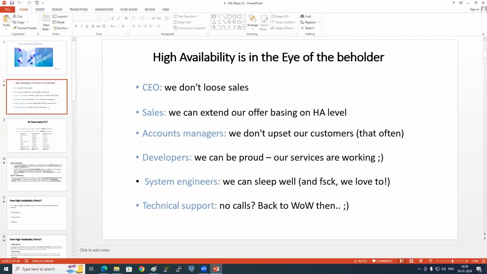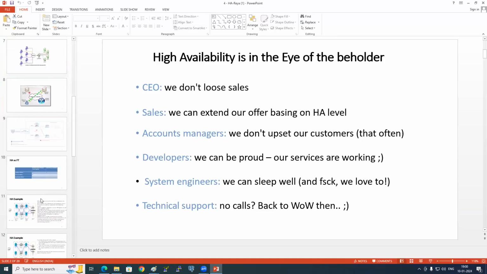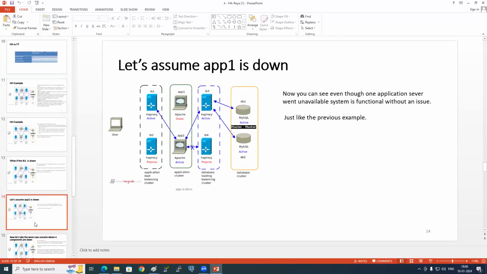And system engineers, they can sleep well. That is not a spelling mistake, that is file check. And technical support: generally, for this problem or that problem, we call technical support. But now you won't get those calls about problems, because we have high availability. Understood? So now you have said all the right ones.